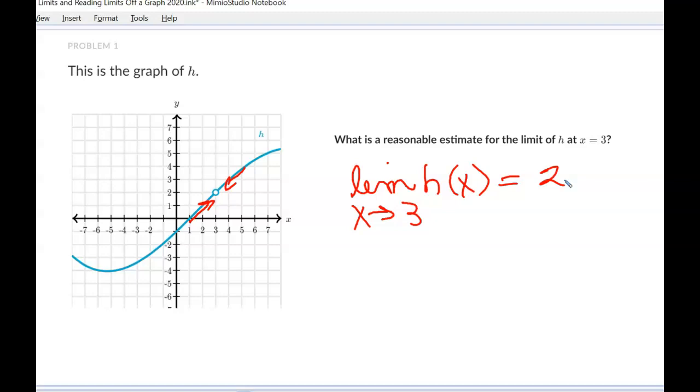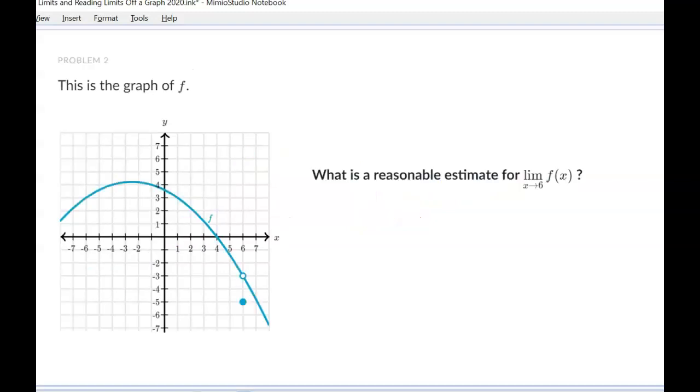All right, now let's take a look at the next example. So this time we have the limit as x approaches 6 of f of x. And again, you can see the limit coming from the left of 6 is approaching -3, and the limit coming from the right of 6 is also approaching -3. So this limit is -3. Now don't confuse this with the value of the function at 6. The value of the function at 6 would be the dot at -5. So here's an example where the value of the function and the limit are not the same.